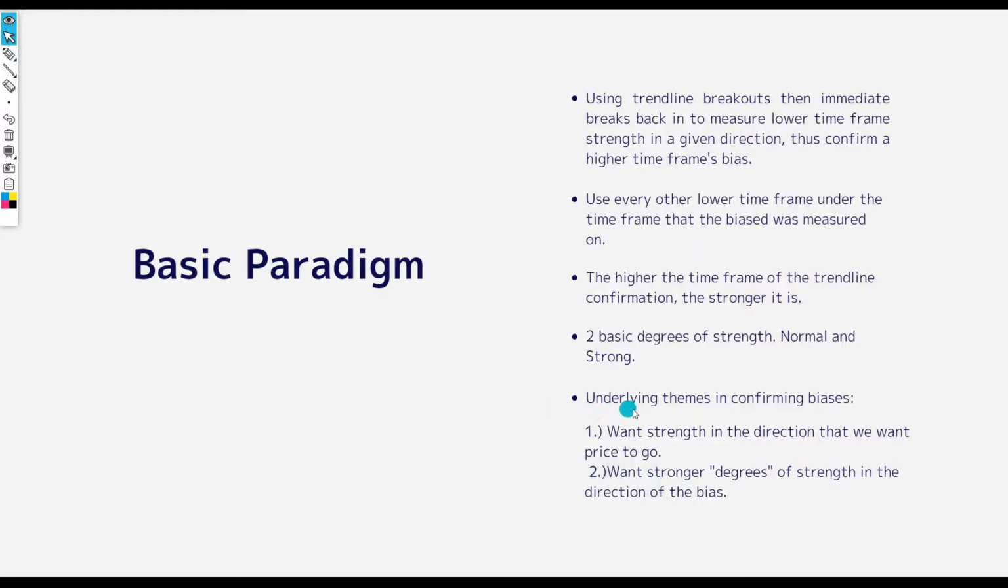All right, the underlying themes in confirming biases. Number one, we want strength in the direction that we want price to go. And number two, we want stronger degrees of strength in the direction of the bias. Okay. All right, so let's say we had a bias on the higher time frames. So we have two price levels like so. And let's say it's a daily short bias, which is stating that price is likely to reach this pivot low before reaching this pivot high. And thus the main stop loss level will be up here, while the main target will be right here.